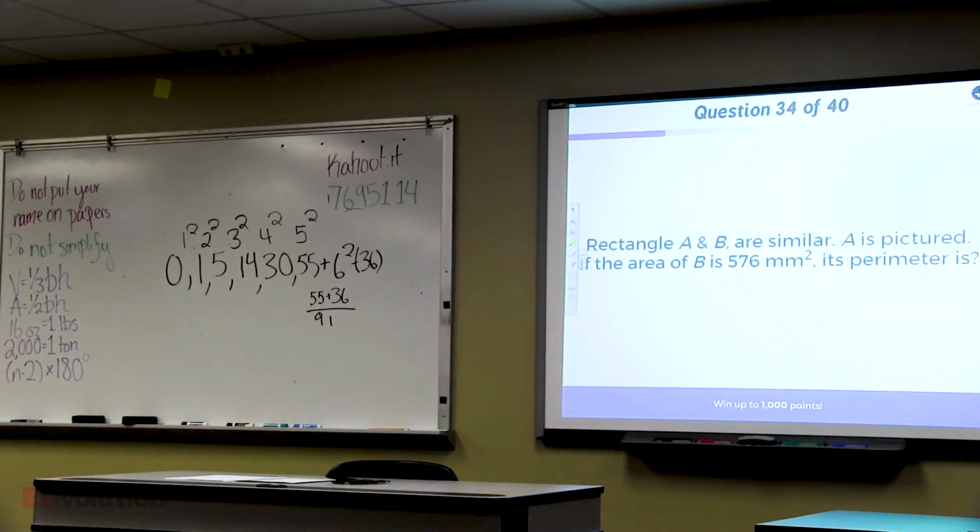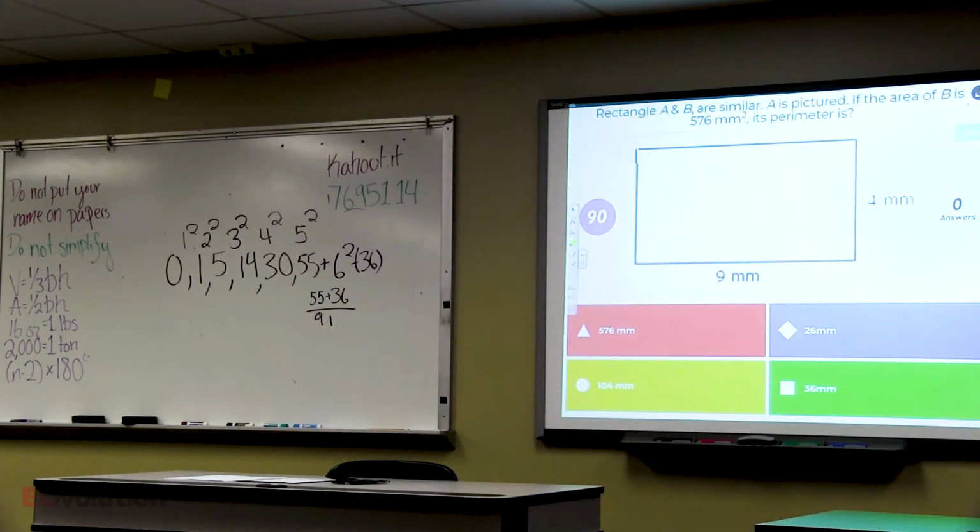Rectangle A and B are similar. A is pictured. If the area of B is 576 millimeters squared, what is its perimeter?